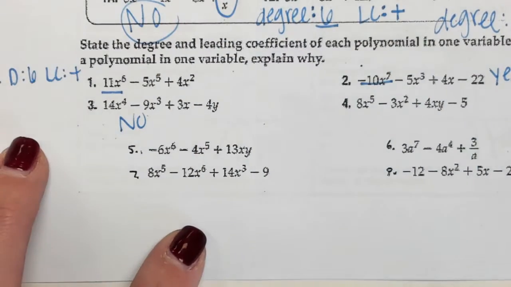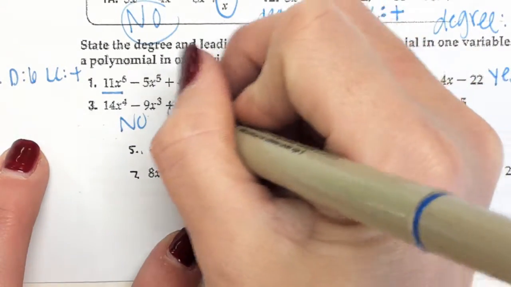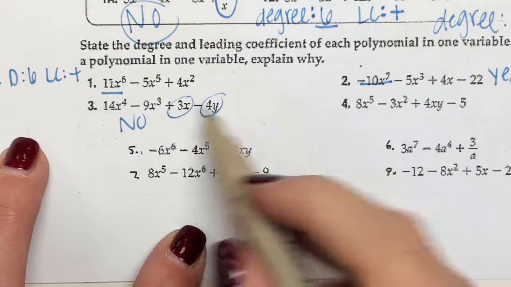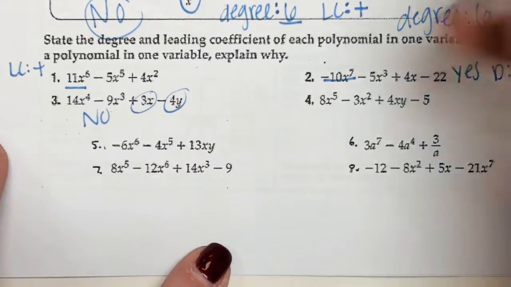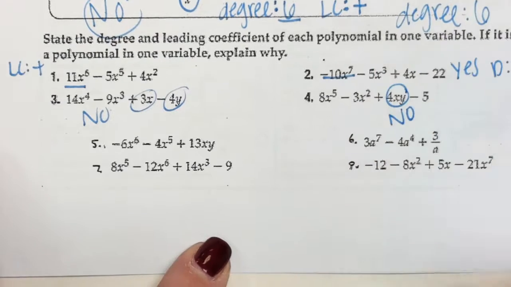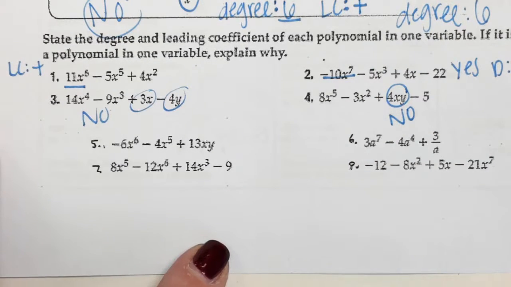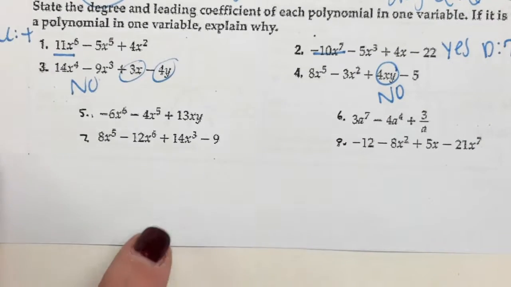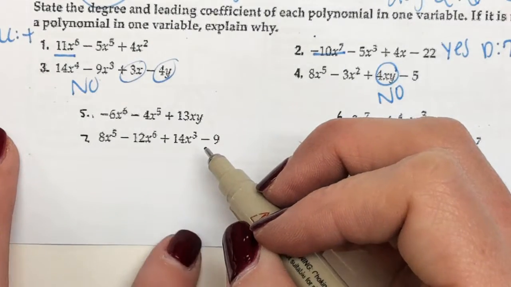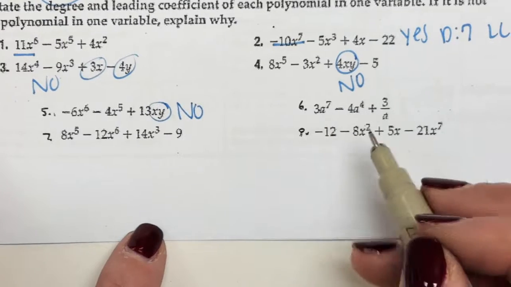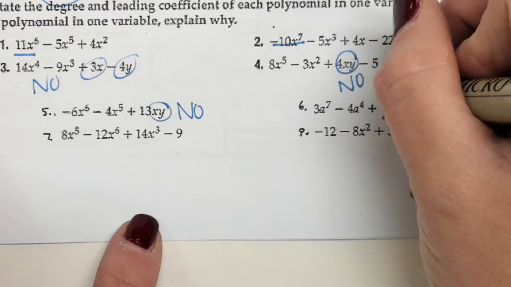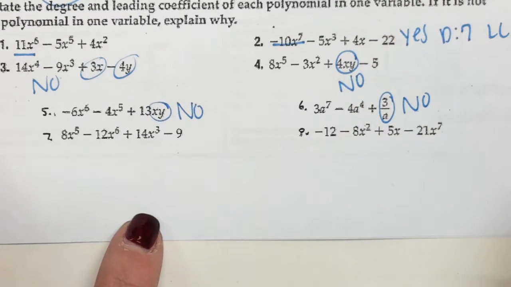Next one, this one's no. And if you see why, it's because it has an x and a y. It can only have one variable, not two. So this one's not a polynomial in one variable. Same thing here. We got an x and a y, so it is not a polynomial in one variable. What about number 5? Yes or no? No, because of the x and the y. What about number 6? No, because you're dividing by a letter.